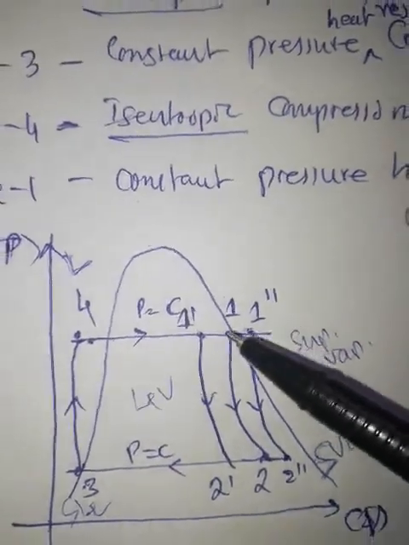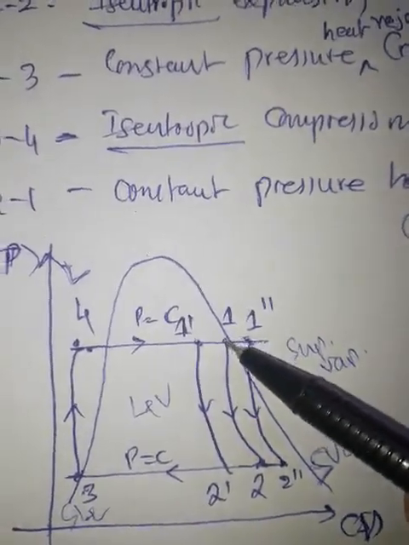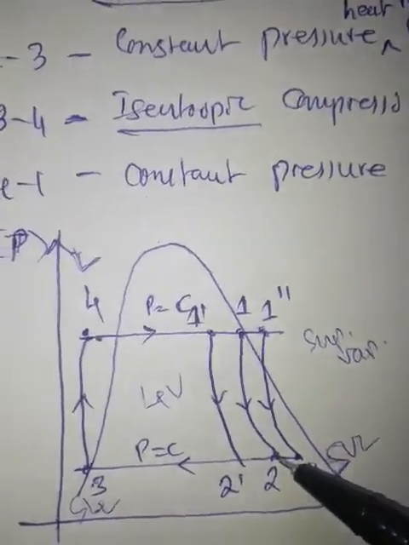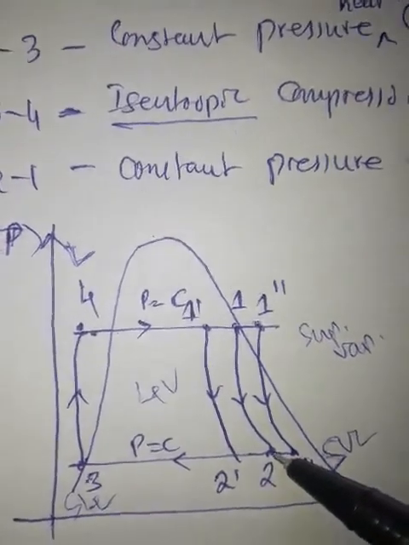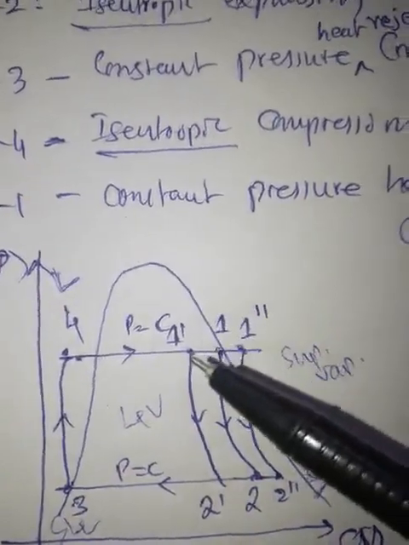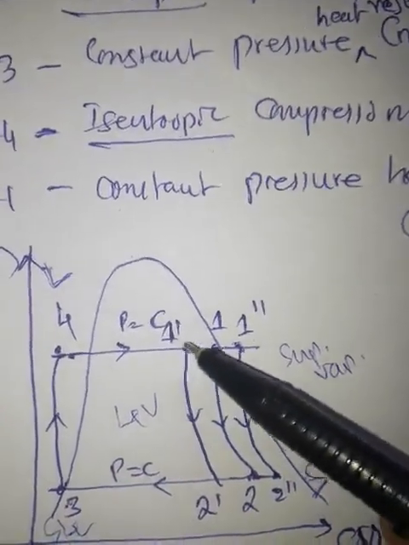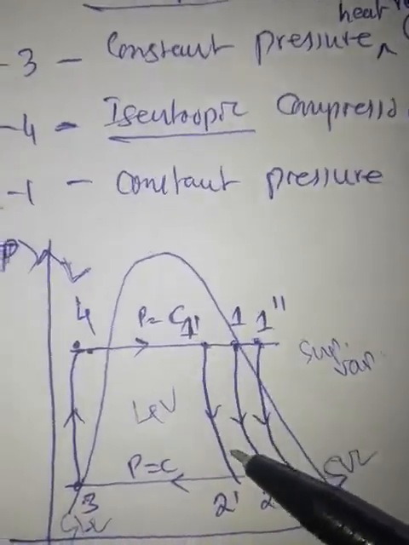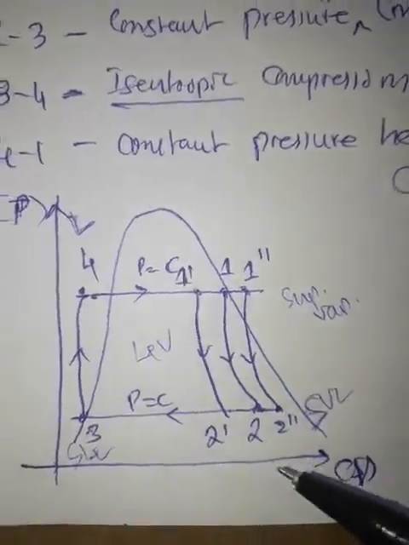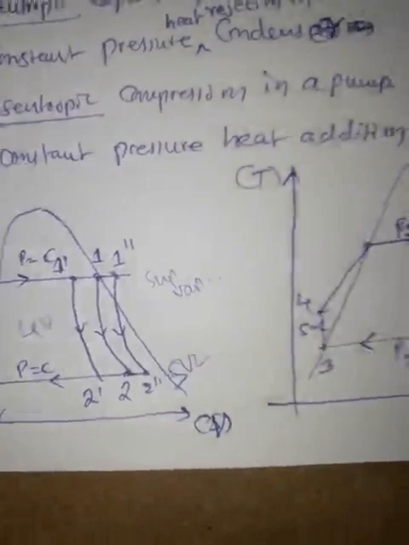If saturated steam comes out of the boiler at state 1, it expands to state 2 here. So wet steam comes out at state 2, and the cycle repeats. If it is wet steam at the boiler outlet, the steam enters at 1 dash and comes out at 2 dash, and the cycle repeats. So this is the PV diagram for this Rankine cycle.